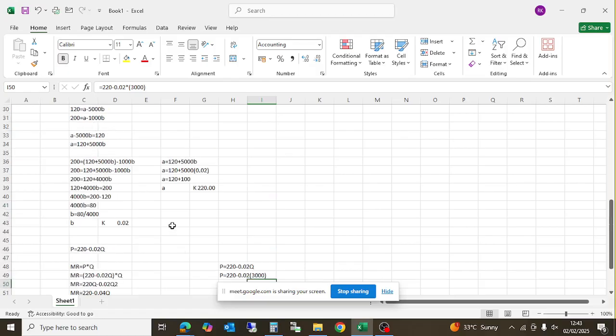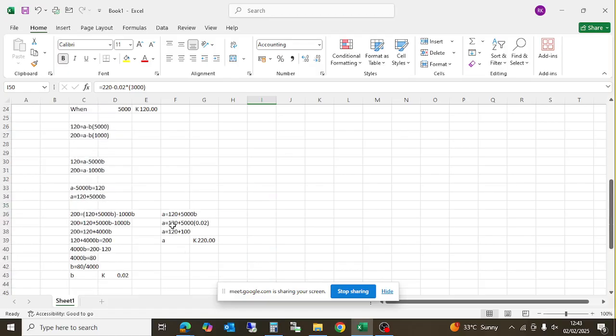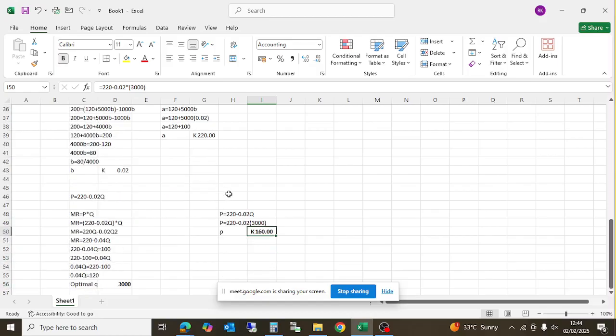Okay, so we firstly found the values of A and B and then found the price equation, which is the linear demand equation or linear demand function. Then we equated the marginal revenue to the marginal cost because they are always supposed to be the same, and we found the optimal production volume, and then we found the optimal selling price. Okay, so this is it.